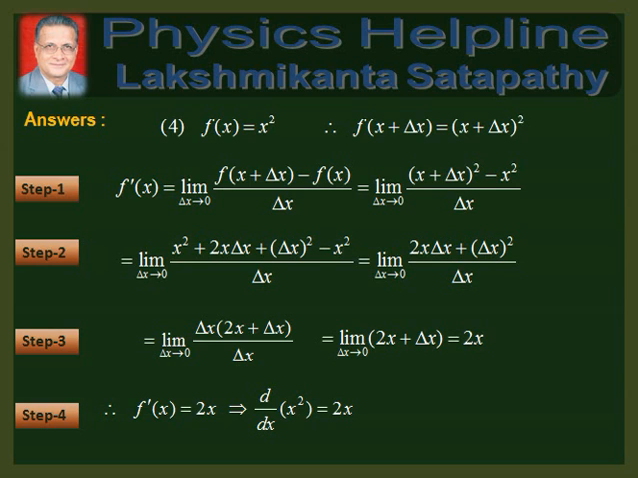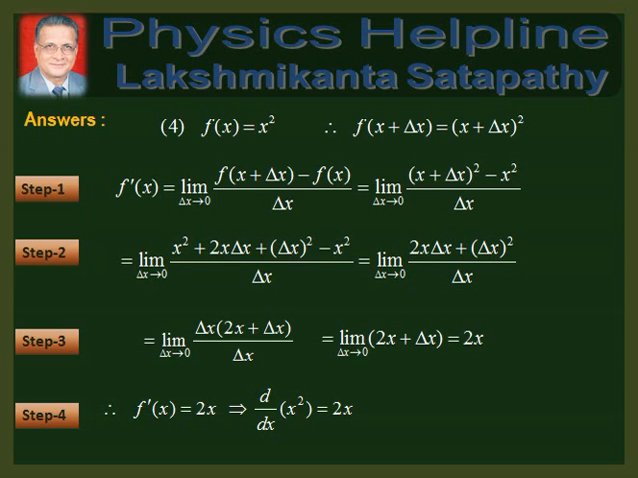In the second step, we have simplified to get f dash x is equal to limit delta x tends to 0 2x delta x plus delta x whole square divided by delta x. In the third step, we take delta x common in the numerator and then cancel it with the delta x in the denominator. We can do this because delta x tends to 0 implies delta x not equal to 0. This gives f dash x is equal to limit delta x tends to 0 2x plus delta x.